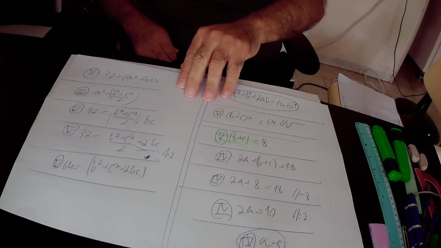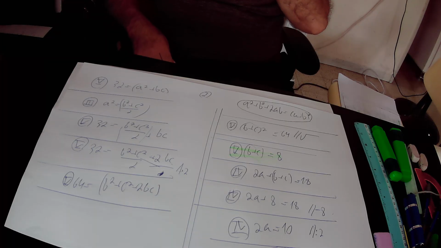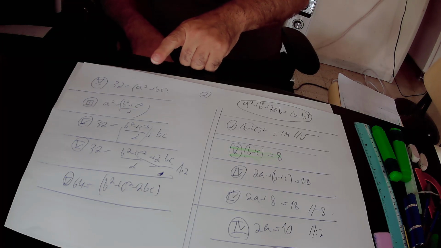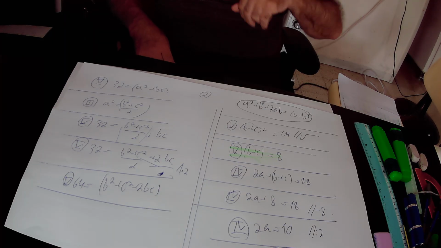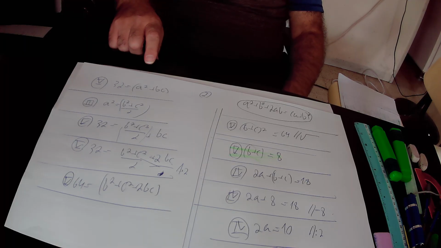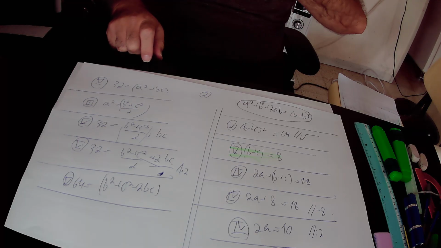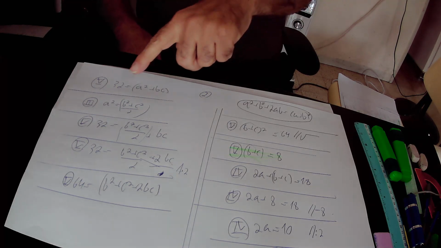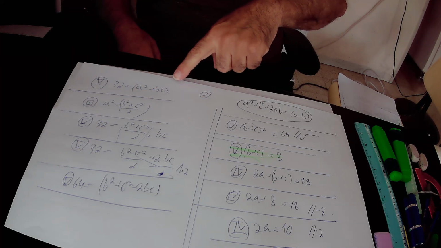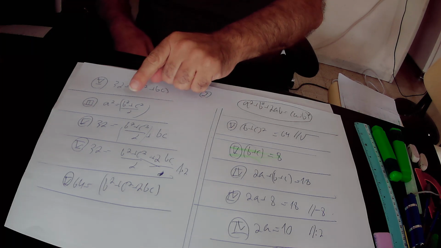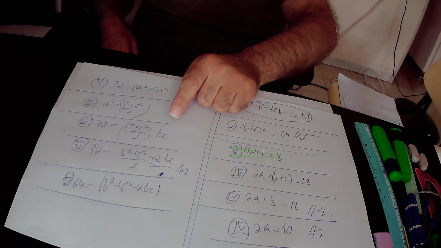According to equation 5, we must find out that 32 equals a square plus bc. According to equation 3, we already found out that a square equals b square plus c square over 2. Therefore, we can substitute a square in equation 5 by b square plus c square over 2, and we found out that 32 equals b square plus c square over 2 plus bc.